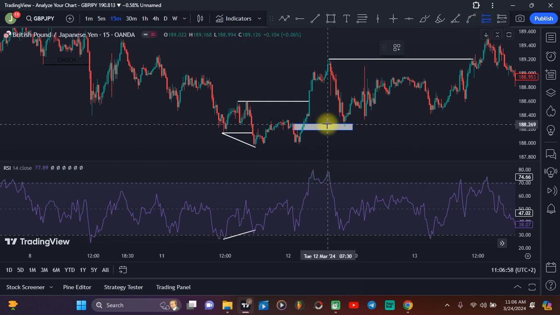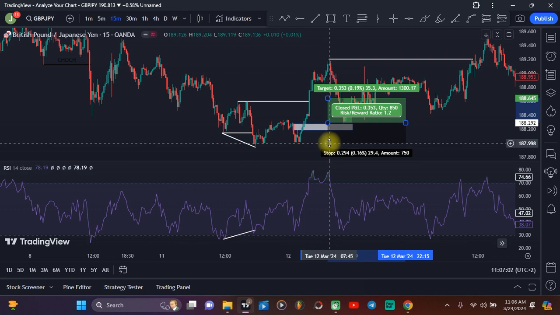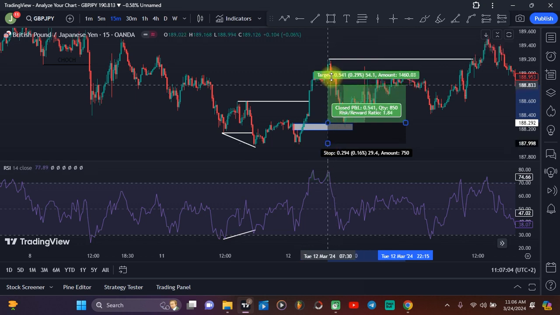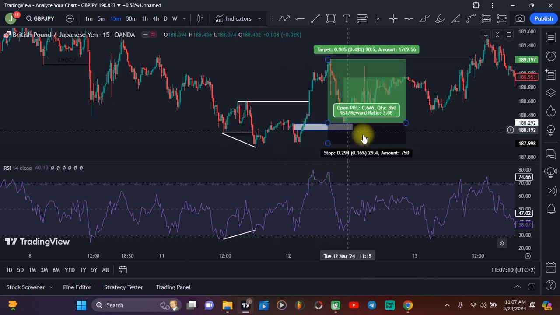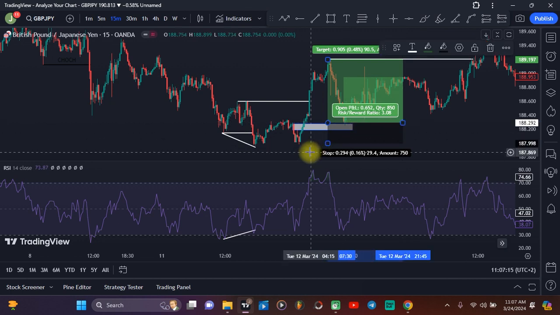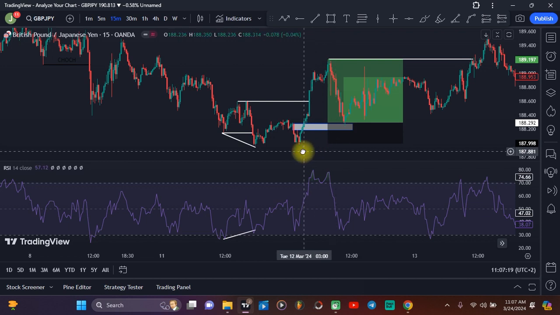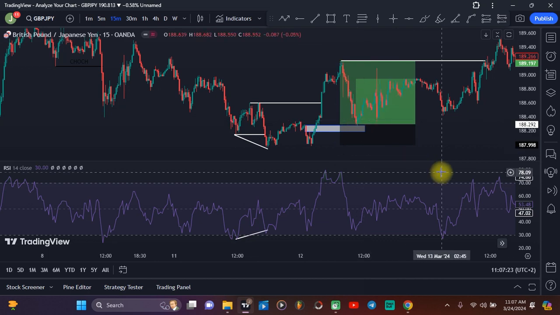So this is where we could have taken our trade. We're gonna put a buy position here and our stop loss just below this low, and our take profit was going to be that high. So that was going to be our take profit. As you can see, it's a good 1:3 risk reward trade. It's not a bad trade. So let's go and look for another example.